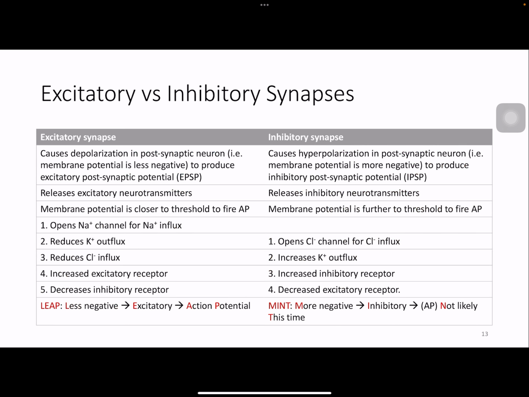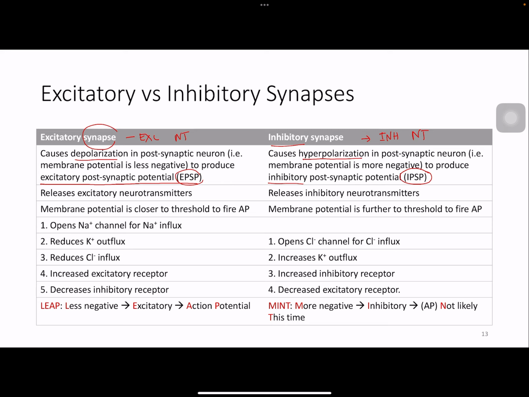Now, we talked a little bit about excitatory and inhibitory neurotransmitters. So let's talk about the excitatory and inhibitory synapses. As the name suggests, usually an excitatory synapse will have the excitatory neurotransmitter, whereas an inhibitory synapse will involve the inhibitory neurotransmitter. We discussed this before. Excitatory causes depolarization, inhibitory causes hyperpolarization, and eventually the changes in the membrane potential in the postsynaptic neuron, which is a graded potential, is known as the excitatory postsynaptic potential, EPSP, or inhibitory postsynaptic potential, IPSP.